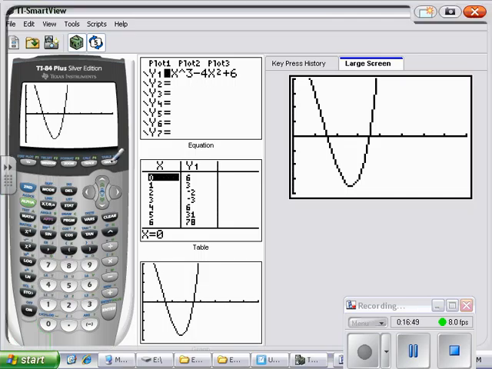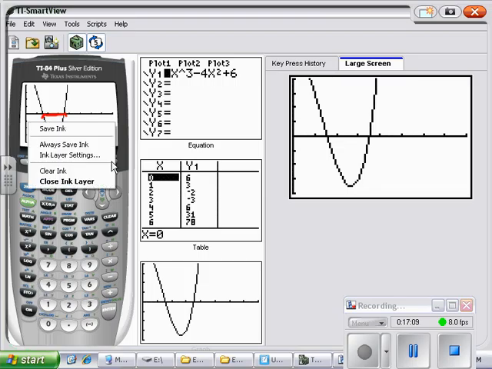Okay, so we need to find out what this interval is. We are trying to find out the interval when R is negative. So let's get those zeros, and I'm going to store them in A and B. I want to find out what these two values are.